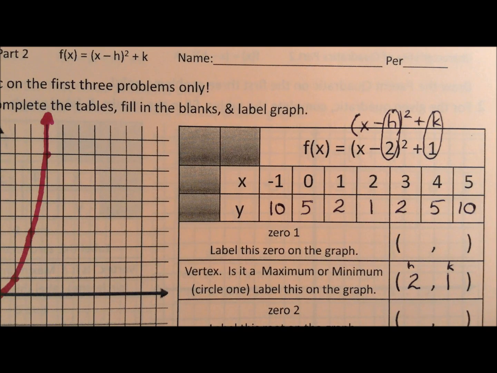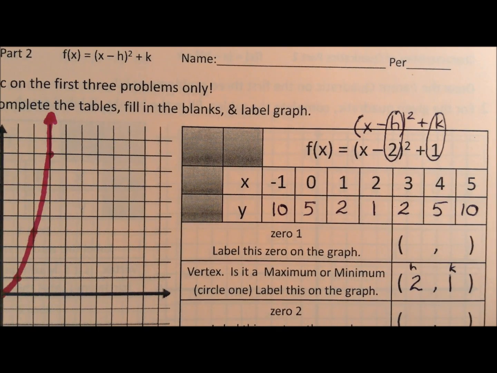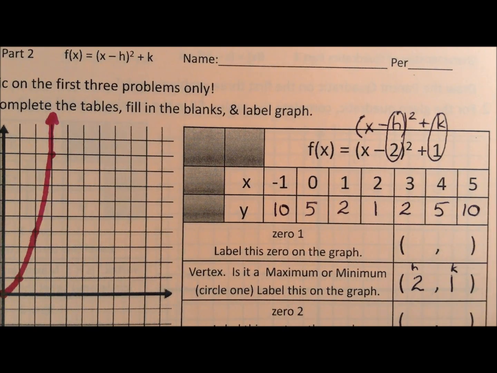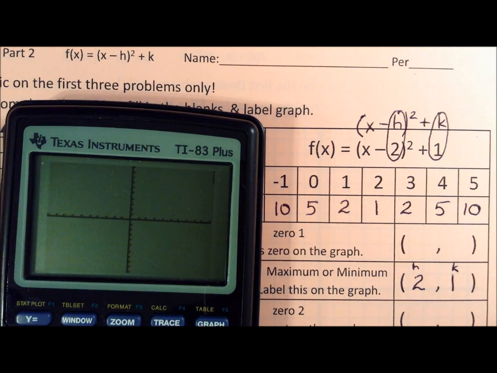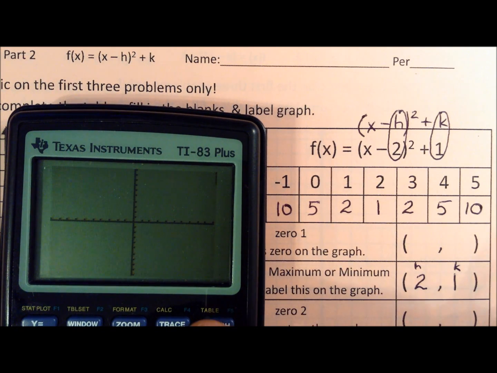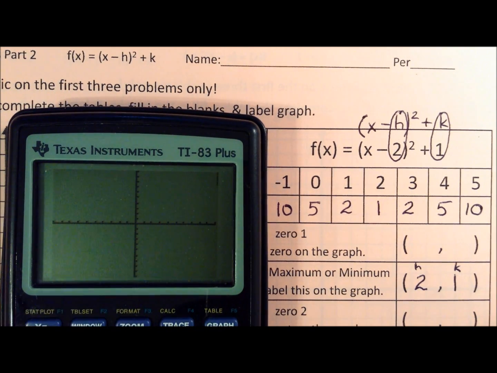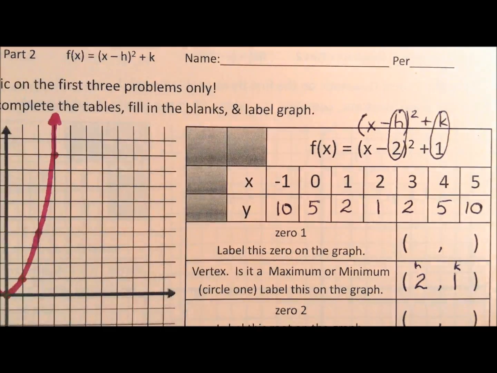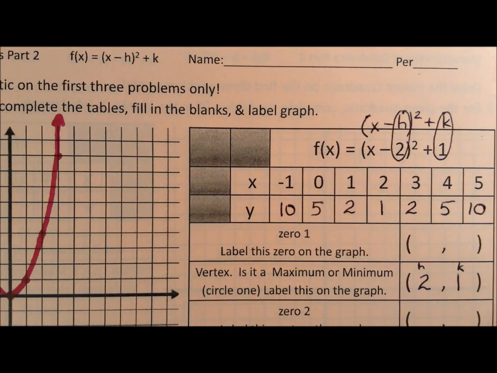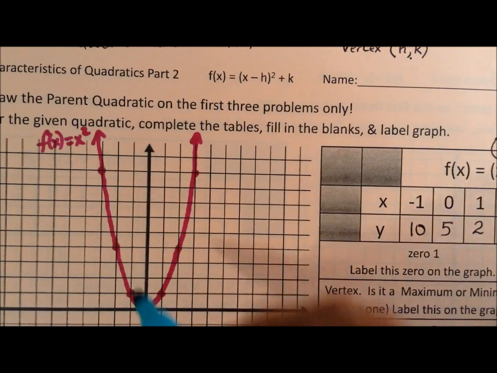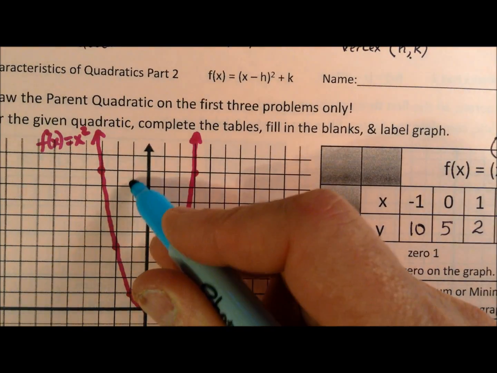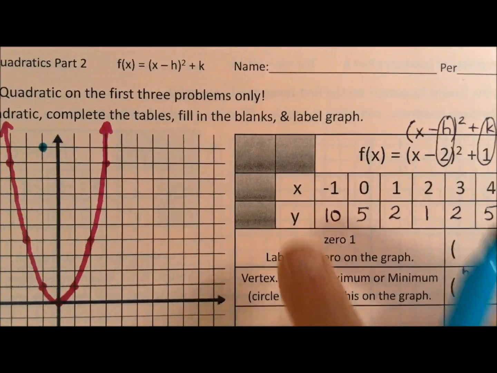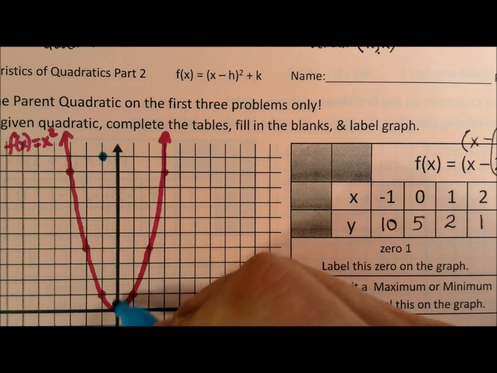Isn't that neat? So, if we now press graph, we can see, if we do a zoom 6, we can see what happens. At least hopefully we can. Well, my calculator froze up, so let's skip that and just do it by hand. I've got a -1, 10. 1, 2, 3, 4, 5, 6, 7, 8, 9, 10. What else do I have? I have 0, 5.